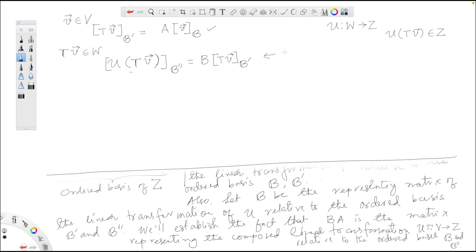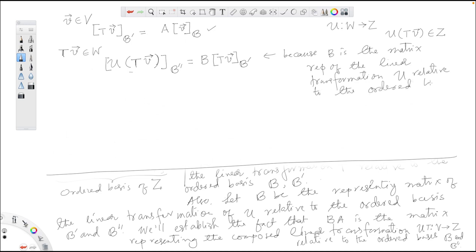Okay, it is because B is the matrix representation of the linear transformation U relative to the ordered basis calligraphic B prime and B double prime. So we can write this.